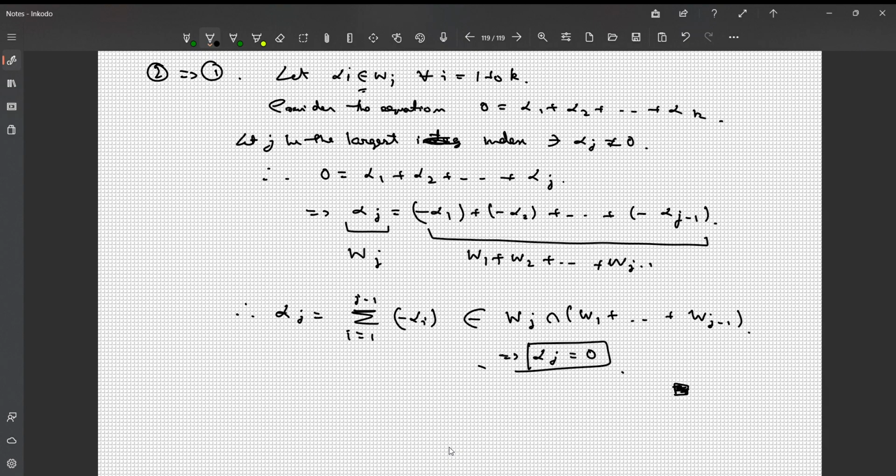Or you can think of it in the following way: this immediately leads us to a contradiction. To be very precise, observe that we have chosen that alpha j is not equal to 0, right? This was our assumption. But where do we reach here? Here we reach that alpha j is equal to 0. So, therefore, a contradiction.